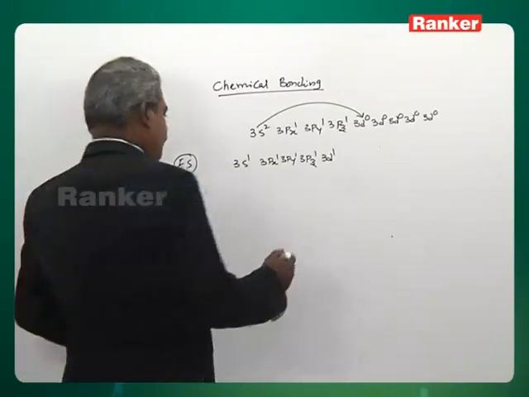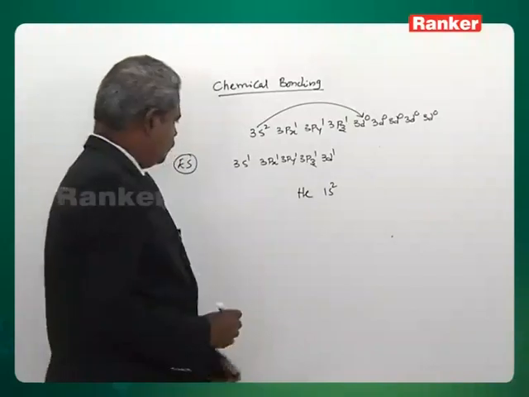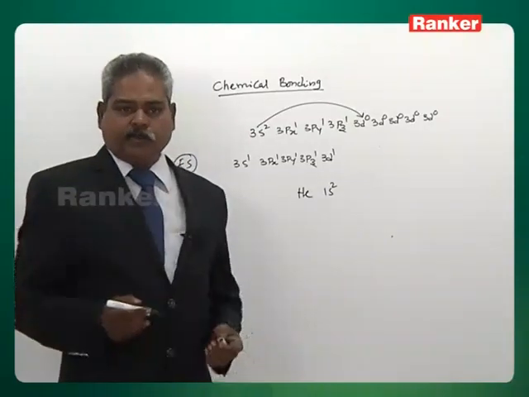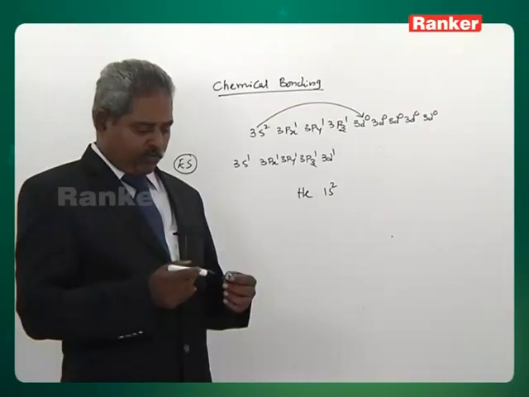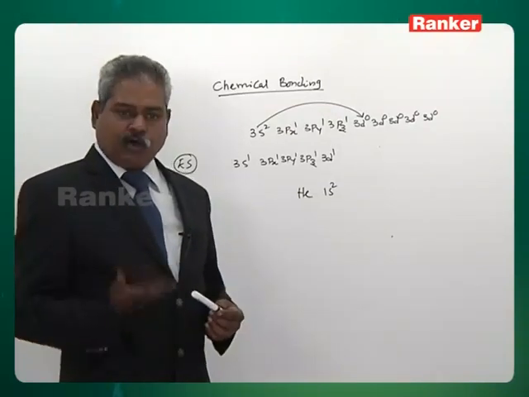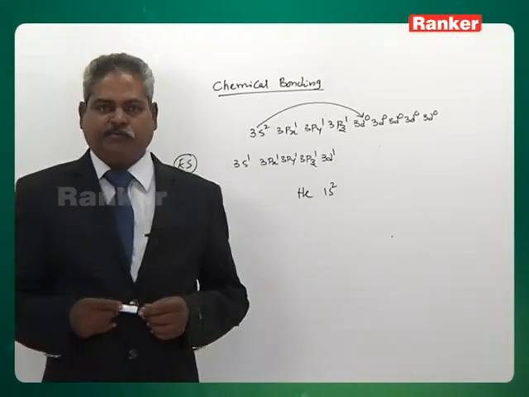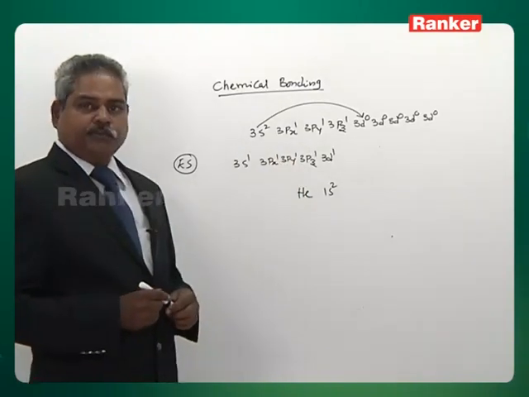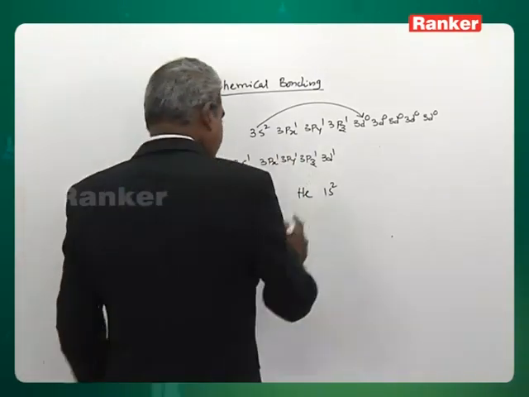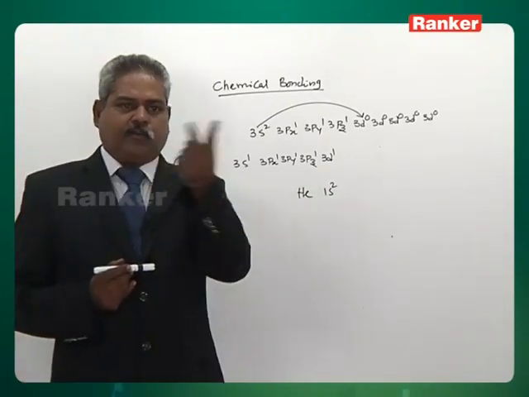Even helium also can form bonds for that matter. Helium 1s2. How can it form bonds? Sir, it's a noble gas. It is an inert gas. It doesn't participate in bond formation. Why? The reason for all such things in chemistry is this. Look here. For helium to form bonds, the electrons have to be separated. It's a pair of electrons. Only when it is separated can they form bonds.